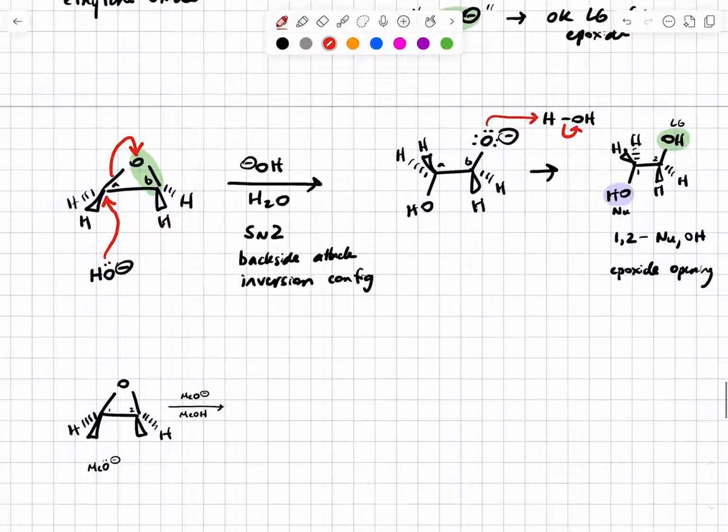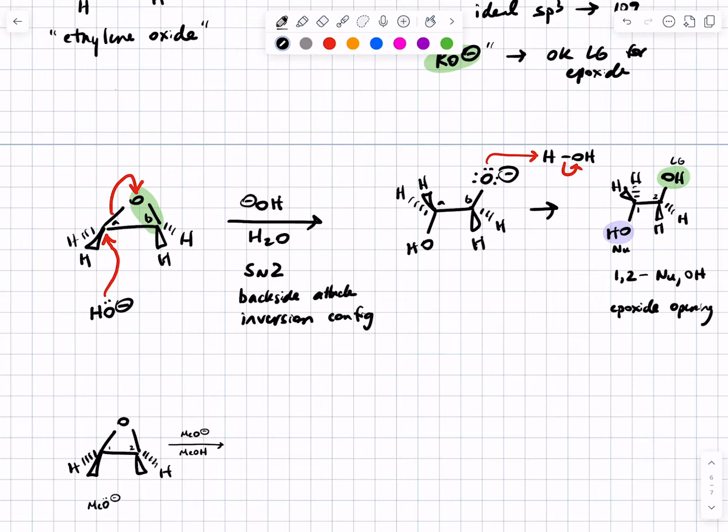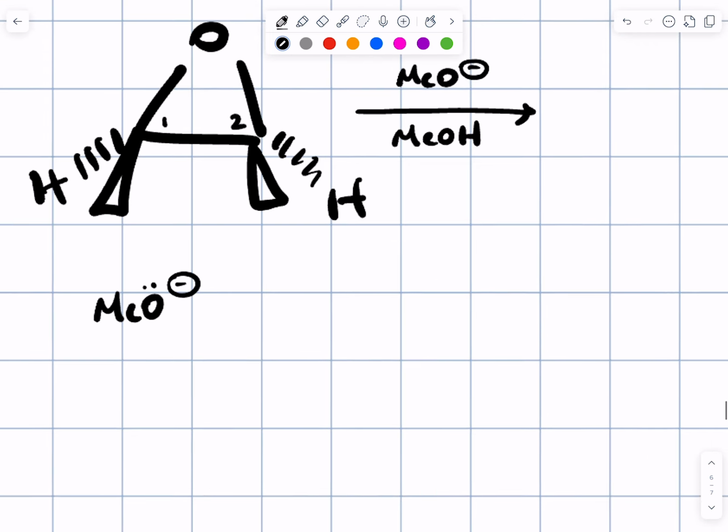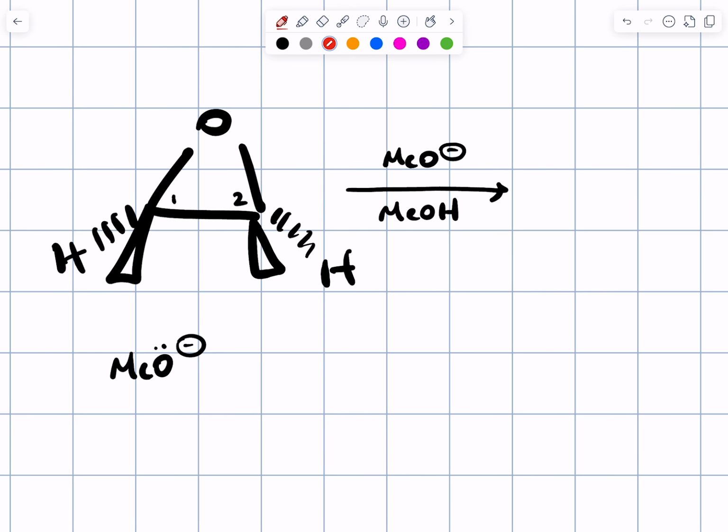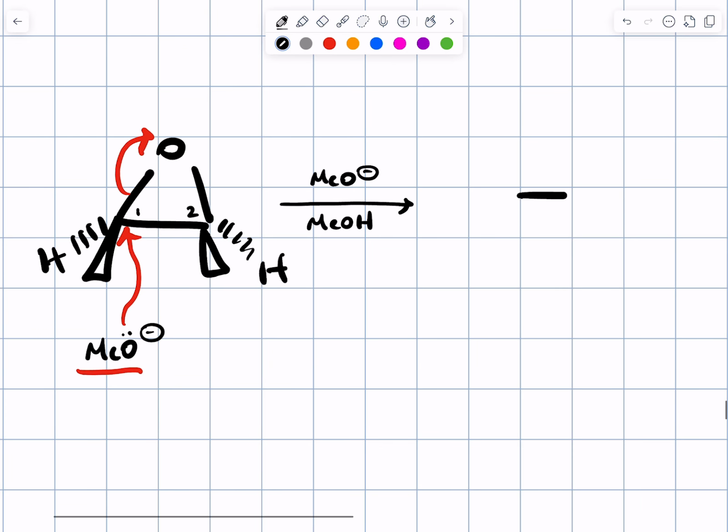Oh, and generally I will say with epoxides we only worry about SN2. We don't worry about elimination reactions. So some of you have learned to think of MeO minus as a good nucleophile that's also a good base. That is true, but we won't be worried about a competing elimination reaction here. So nucleophile attacks one of the two identical carbons and the leaving group leaves.